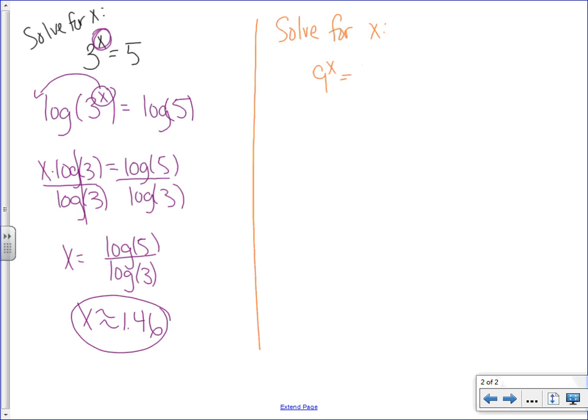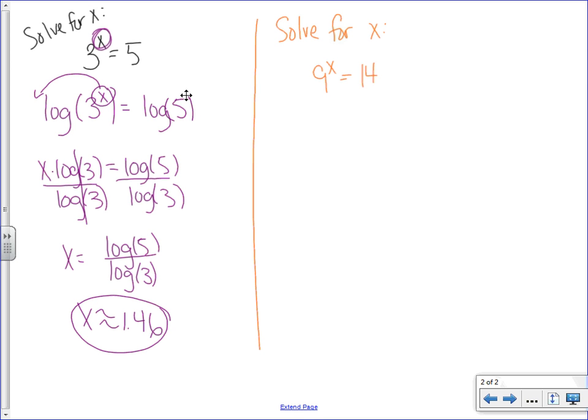Nine to the x is equal to 14. Okay, now in this case, 9 and 14 are not prime, but there is still no way to write 9 as something raised to some power and 14 to have that same base raised to a power. So we can't do what we've been doing.